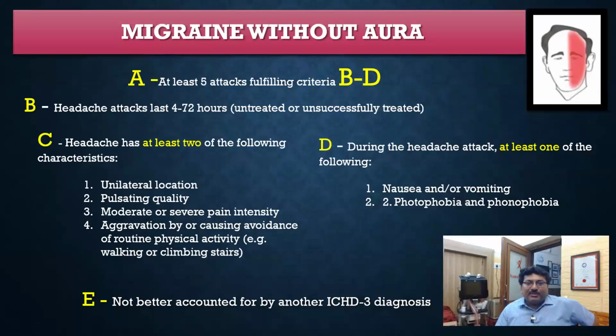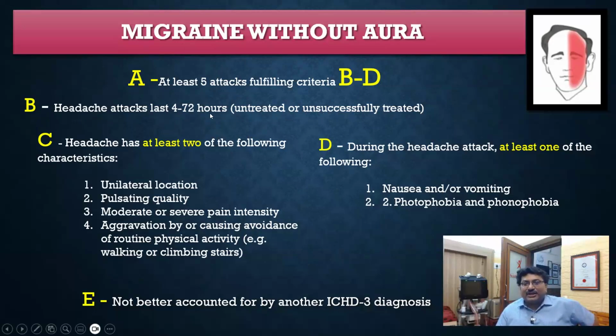Remember, in migraine without aura, that means common migraine, there should be 5 attacks which fulfill criteria B to D. So what are those? First of all, B is that the headache attacks last for 4 to 72 hours, if untreated or unsuccessfully treated.